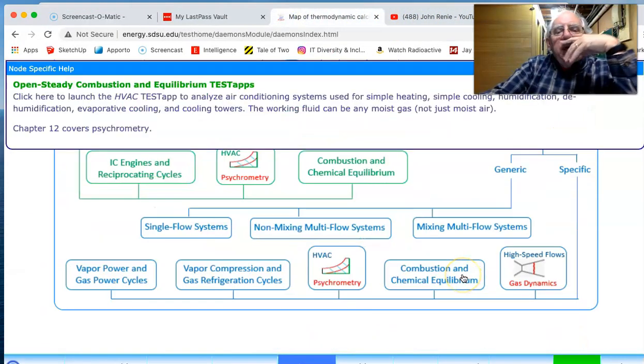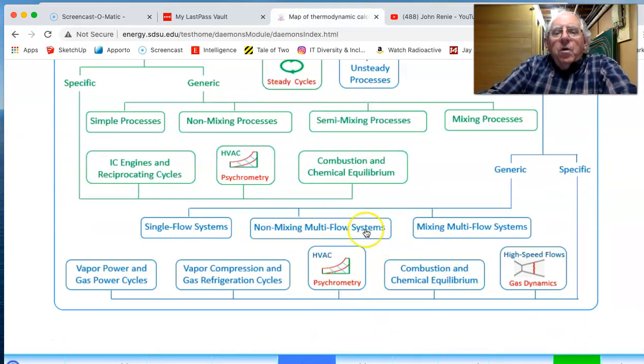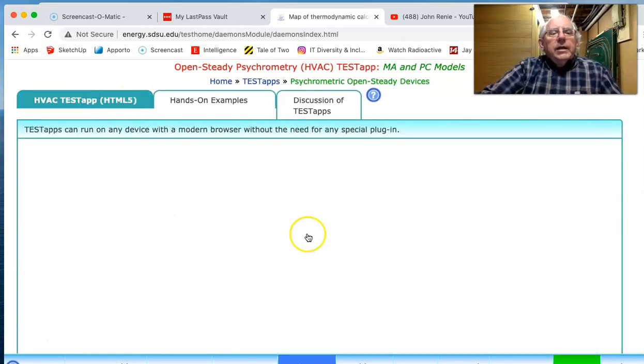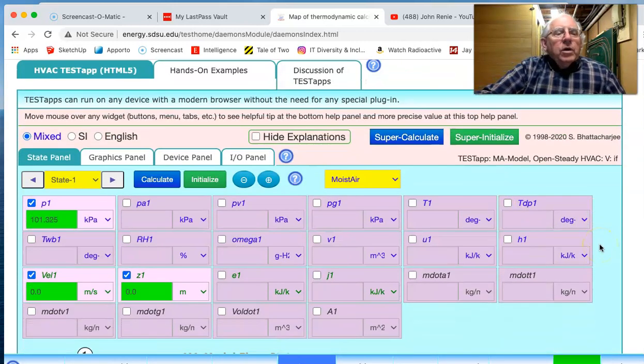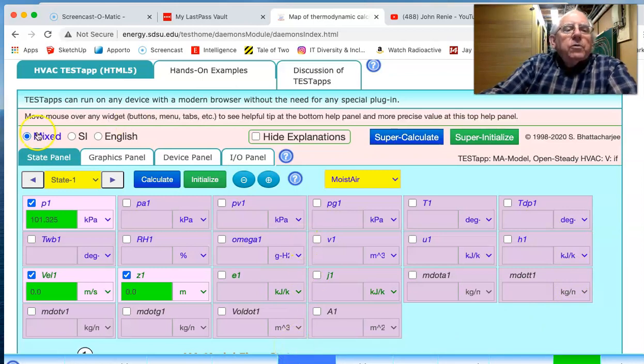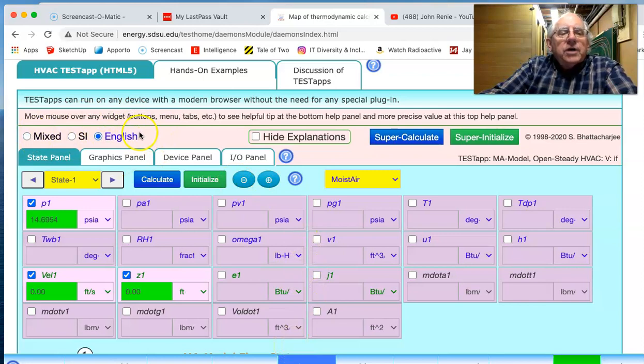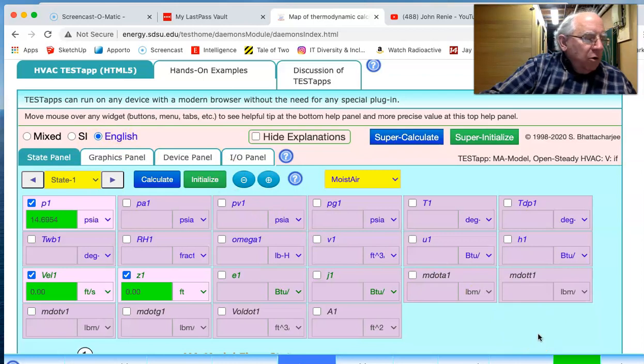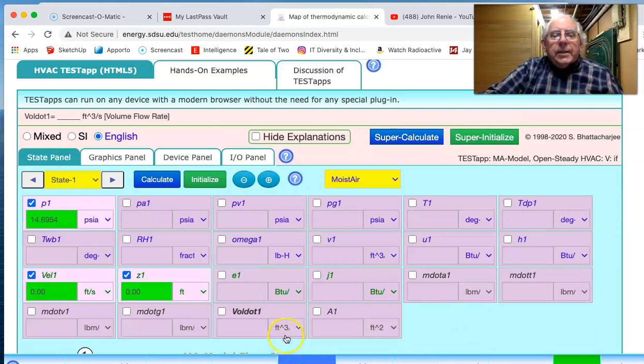Okay, so this is a flowing HVAC problem. And so we see down here, it's a specific type of process, a psychrometric process, and we're going to select that. We will then begin by looking at what state 1 is. State 1 has a volume flow rate that's equal to, well, we're going to do everything in English, so I've selected the English units. The volumetric flow rate is 300 CFM, cubic feet per minute.